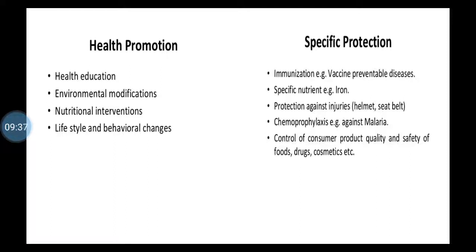So on your screen also, specific protection includes immunization as we have discussed, isn't it? Then specific nutrients like iron. As I gave you the example of vitamins D and C, here iron is there. So iron tablets are given to prevent anemia in persons, then protection against injuries, as I said, that is the use of goggles, gloves, isn't it?